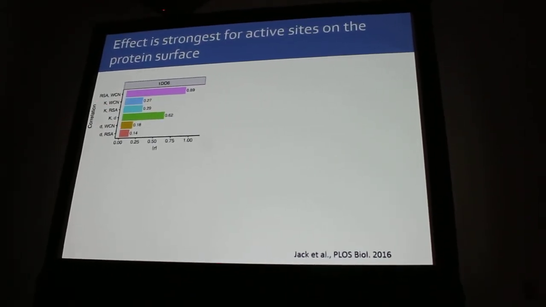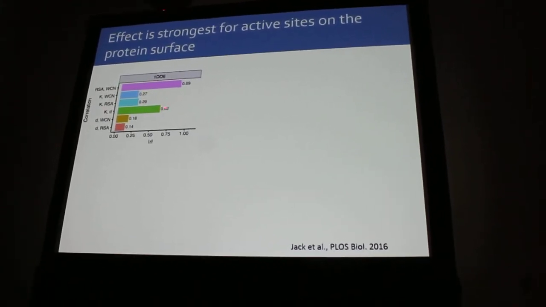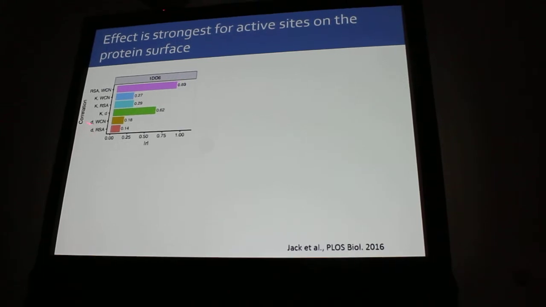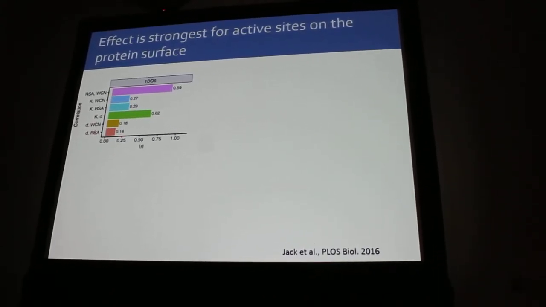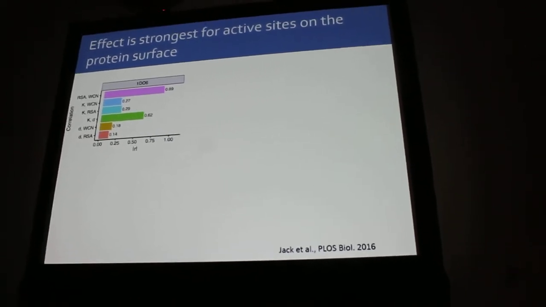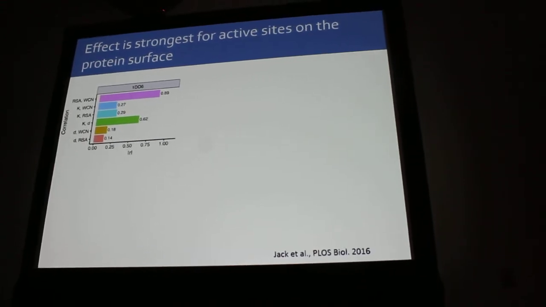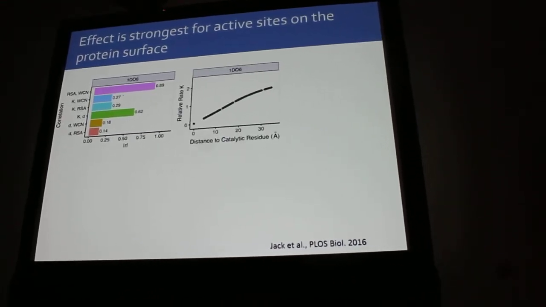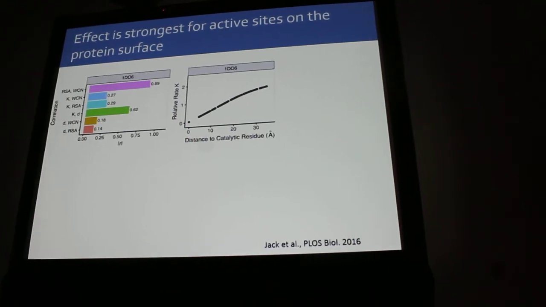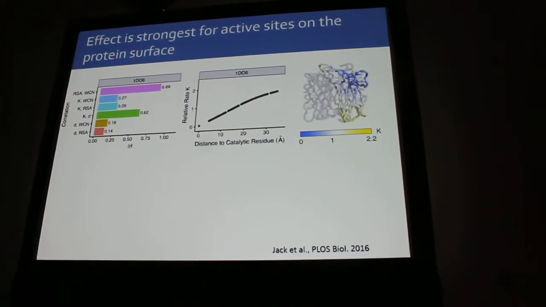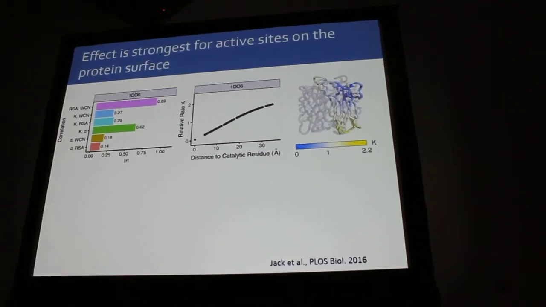K is the rate, so the correlation between K and distance is quite high here, 0.6 in this particular example. Correlations between distance and WCN or distance and RSA are quite low, because the active site is on the surface, so distance to the active site does not correlate with weighted contact number or RSA. The relative rate, on average, increases almost linearly with the distance to the catalytic residue, and this is what it looks like in the structure. Blue means conserved, yellow means variable in this particular case.